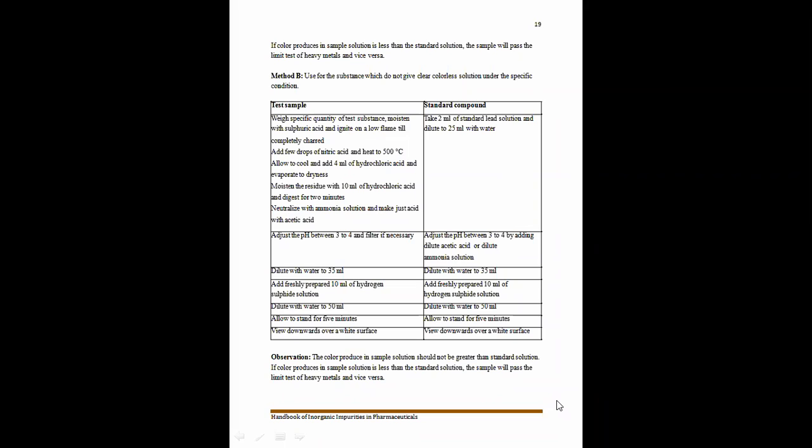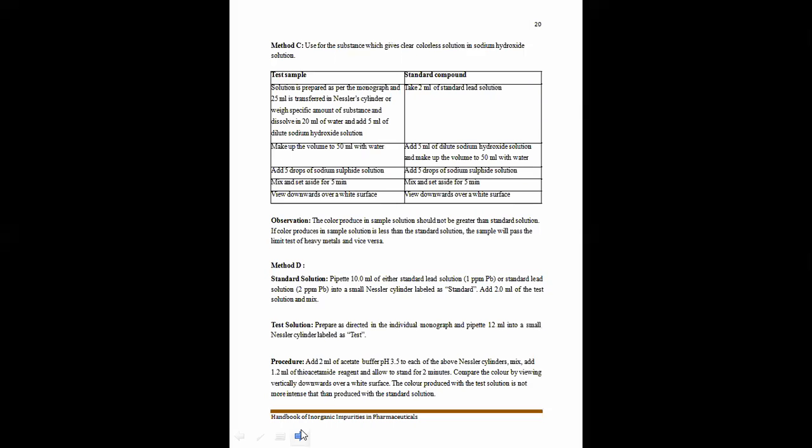Now, every time the instruction is given on this table to view downward over a white surface. So here there is formation of a small amount of precipitate. We are going to compare the results against a white background. Then the observation: if the color intensity produced in the test solution is less than that of the standard, then only our sample will pass the limit test method B for the heavy metals.